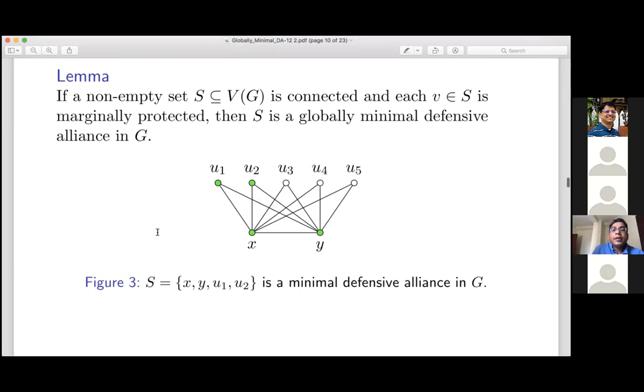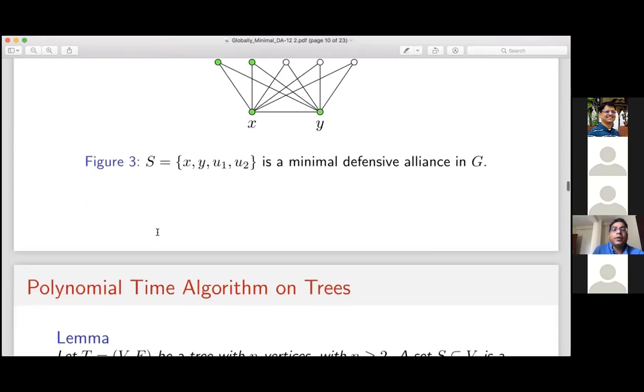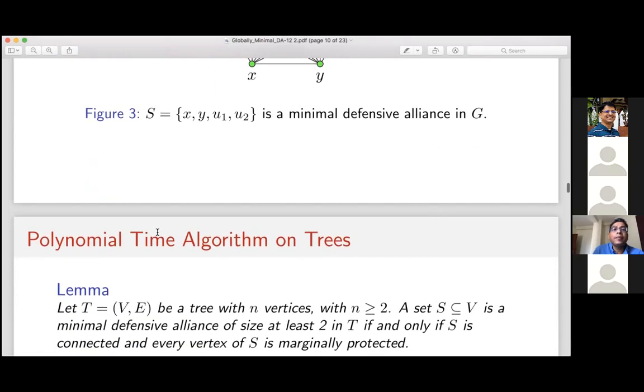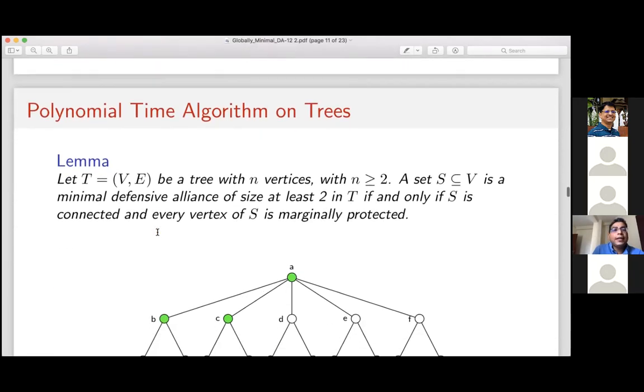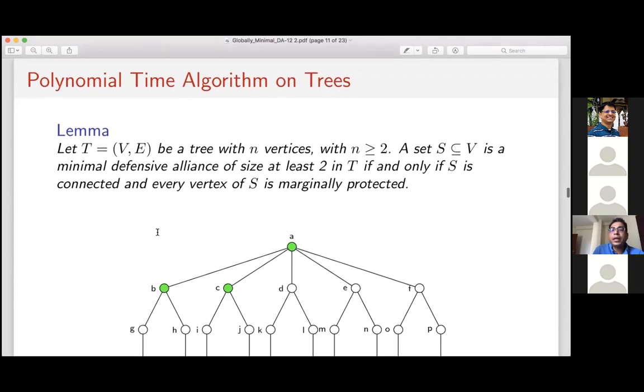So these are a sufficient condition, but not a necessary condition, for a set to be a minimal defensive alliance. Now, as I said, we'll give a polynomial time algorithm to find a maximum size minimal defensive alliance in a tree.